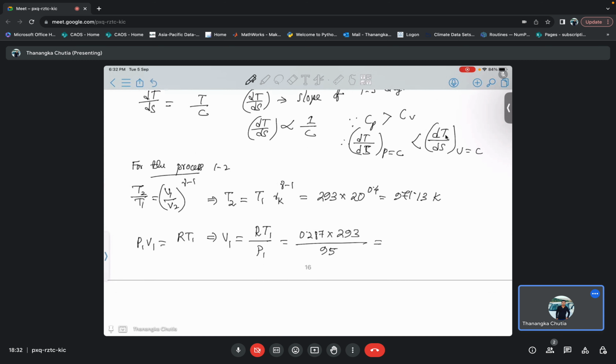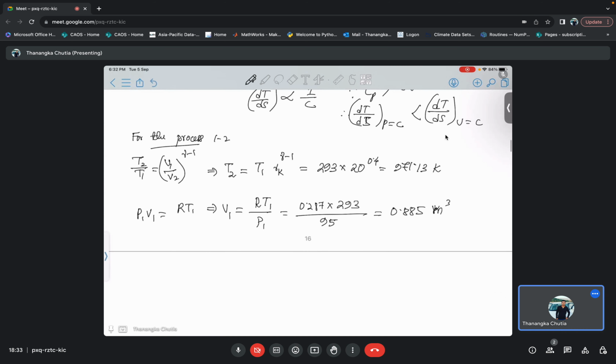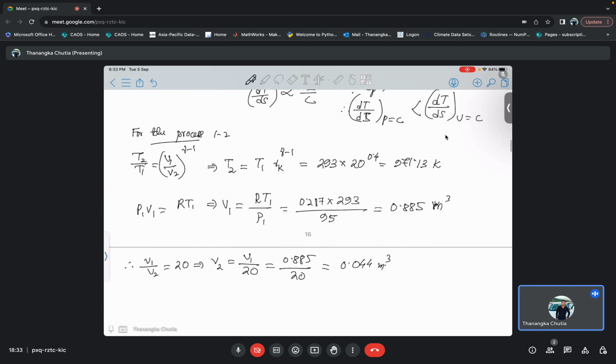So from here, 0.287 into 293 divided by 95, so this is 0.885 meter cube. So this is your V1. Now V1 by V2 is equal to 20, so from here V2 is equal to V1 divided by 20, that is 0.885 divided by 20, 0.044 meter cube. So you got V1, you got V2.